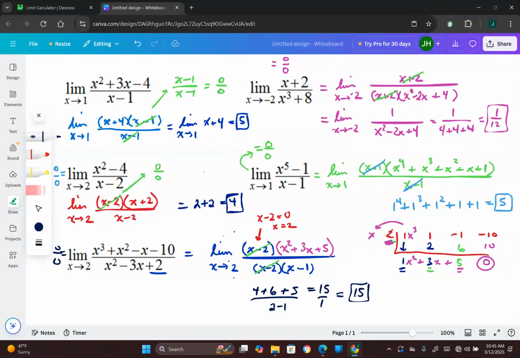So I've shown you several methods here that you can use to factor and cancel. We've got sum and difference of cubes. We had a difference of squares. We're factoring polynomials. Showed you some synthetic division. Hopefully all of this will help you in your class once you start working on limits and factorizations.